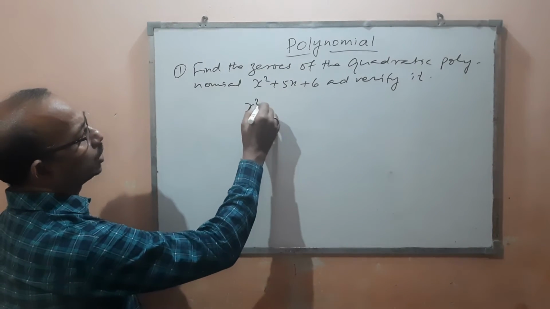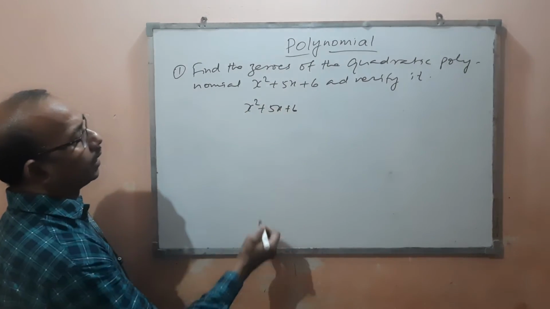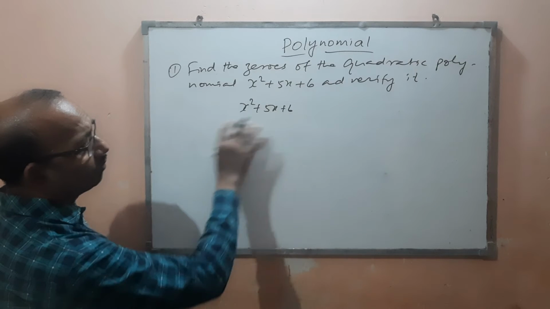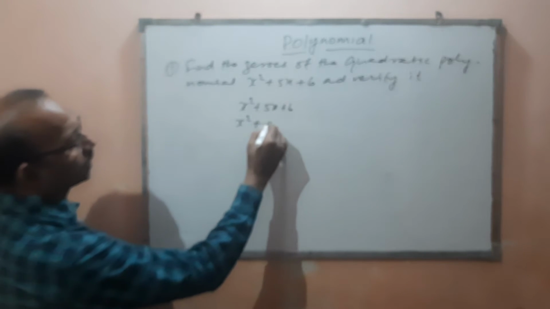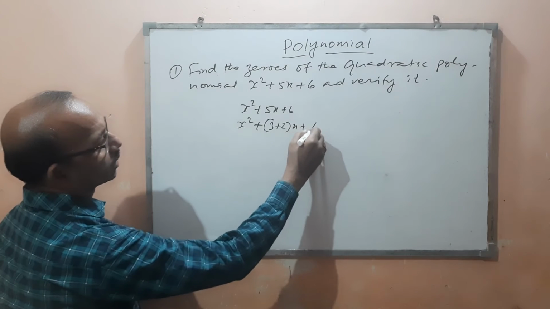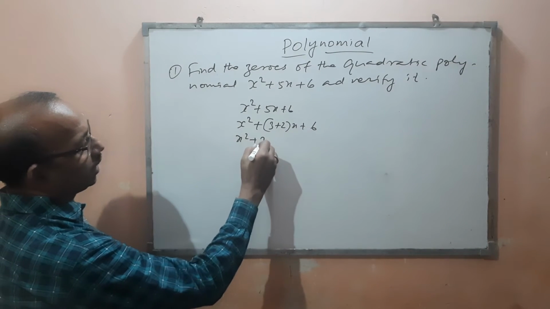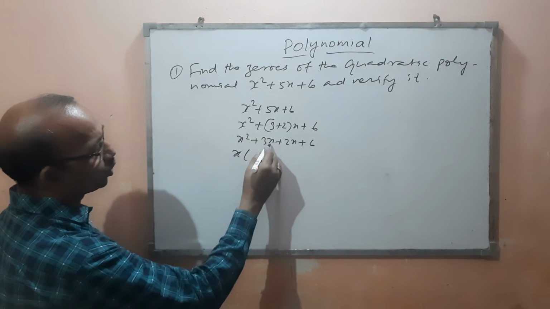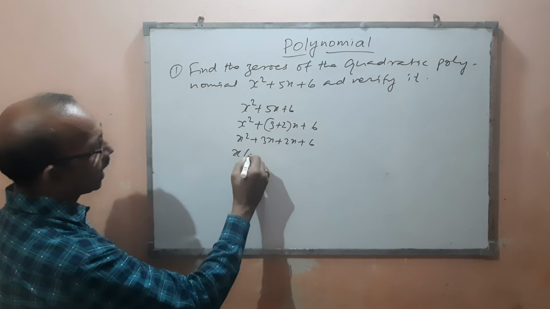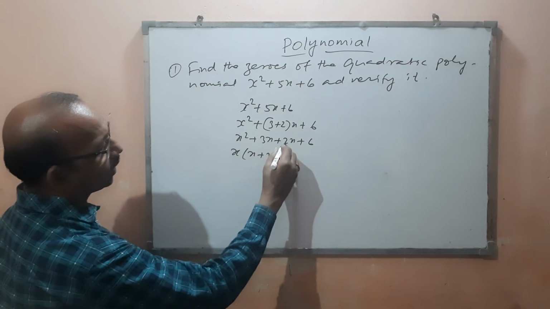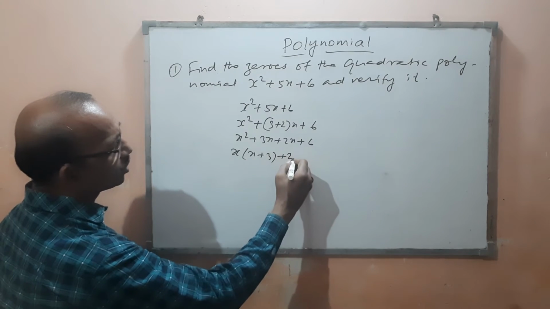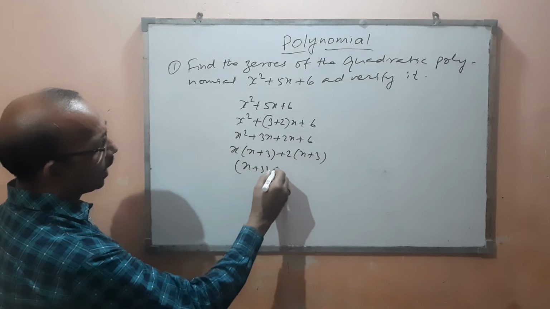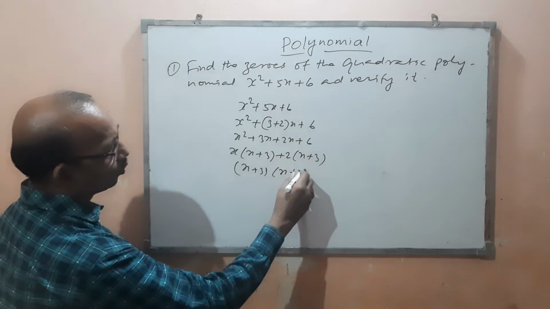At first write x square plus 5x plus 6 and then split the middle term. So you can write x square plus 3x plus 2x plus 6. Now take x common from the first two terms, x plus 3, and also take 2 common from the remaining terms, x plus 3. Now x plus 3 is common to both the terms, and you find x plus 2 as the remaining part.